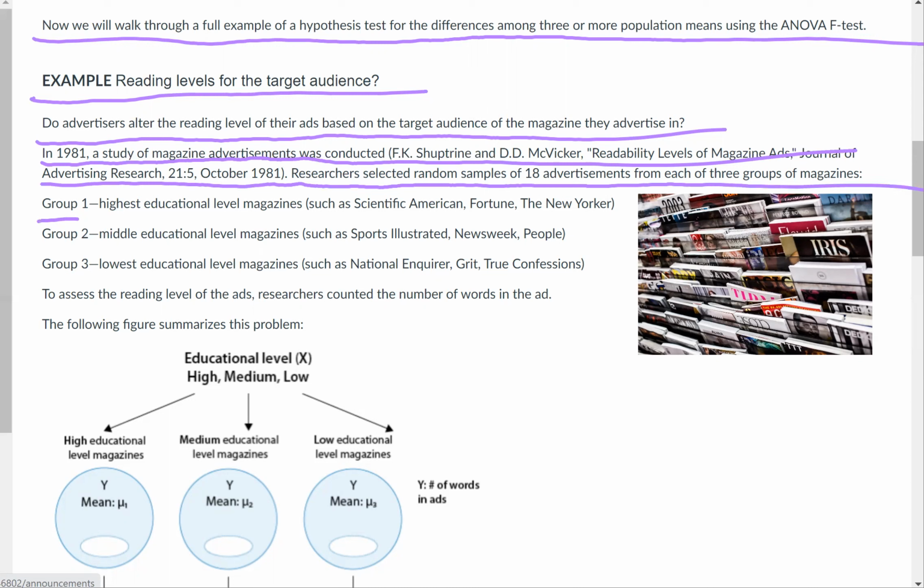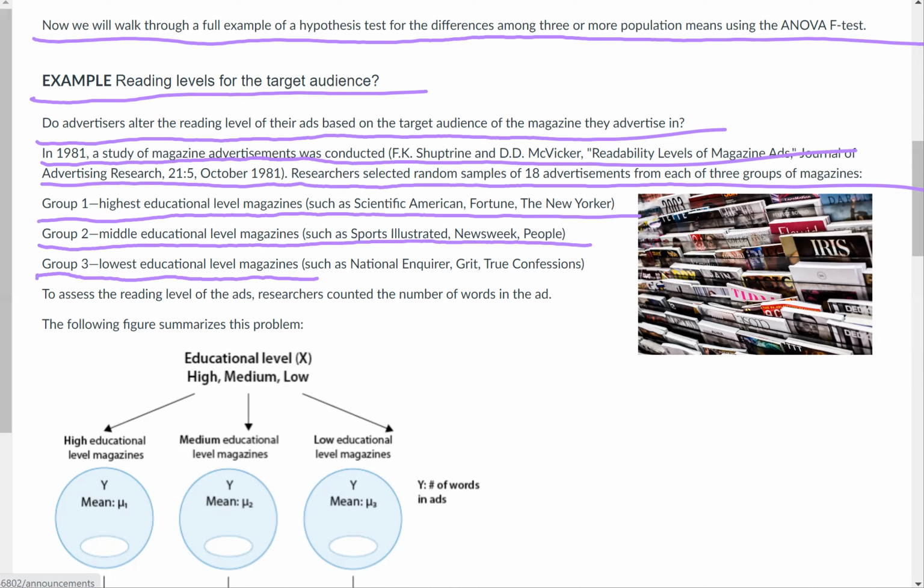Group 1, highest education level magazines such as Scientific American, Fortune, the New Yorker. Group 2, middle education level magazines such as Sports Illustrated, Newsweek, and People. Group 3, the lowest educational level magazines such as National Enquirer, Grit, True Confessions. To assess the reading level of the ads, researchers counted the number of words in the ad. The following figure summarizes the problem.